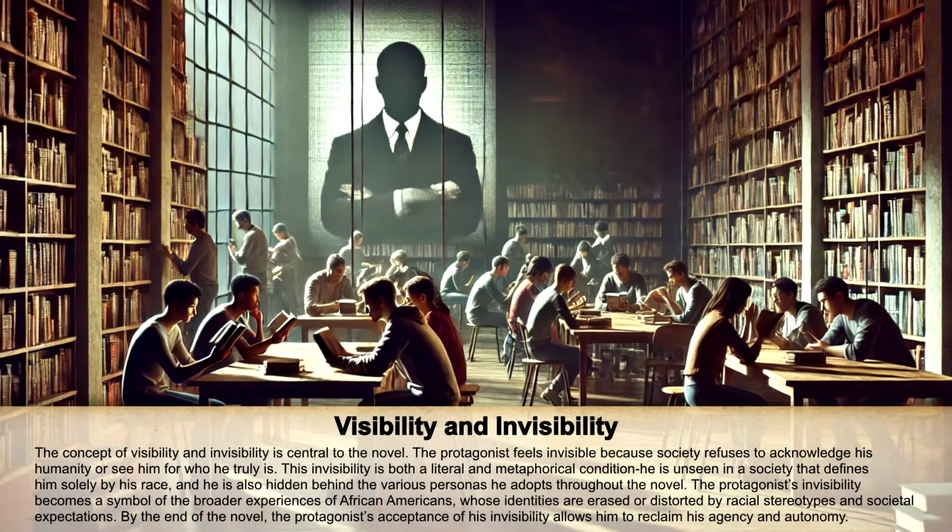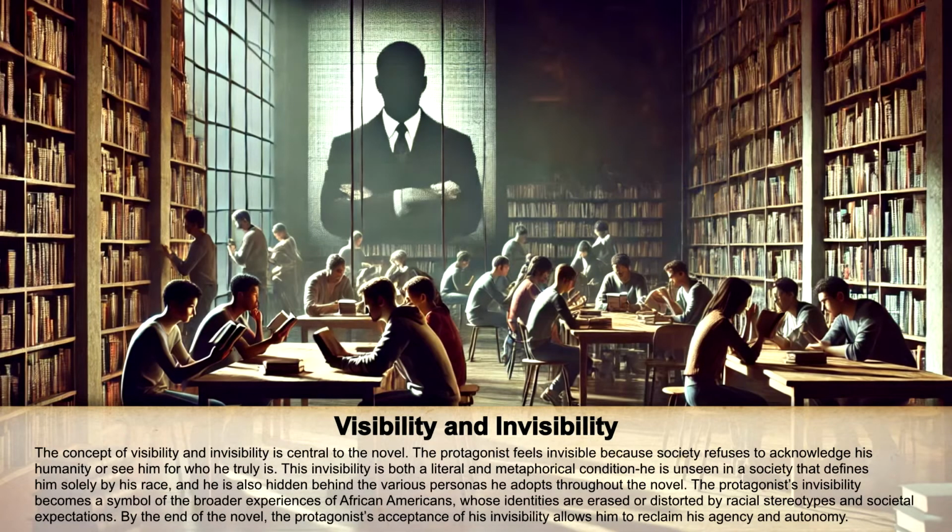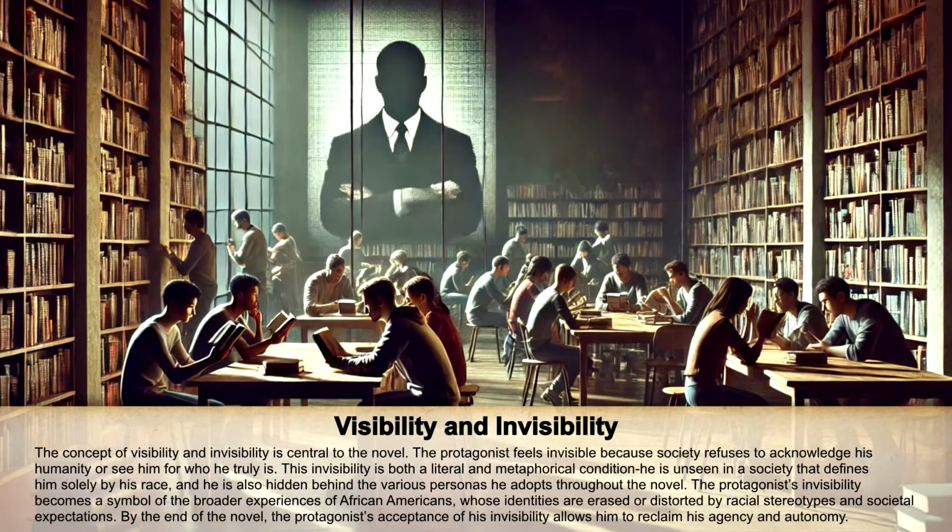Visibility and invisibility. The concept of visibility and invisibility is central to the novel. The protagonist feels invisible because society refuses to acknowledge his humanity or see him for who he truly is. This invisibility is both a literal and metaphorical condition. He is unseen in a society that defines him solely by his race, and he is also hidden behind the various personas he adopts throughout the novel.